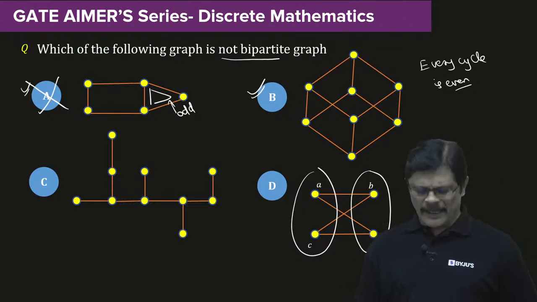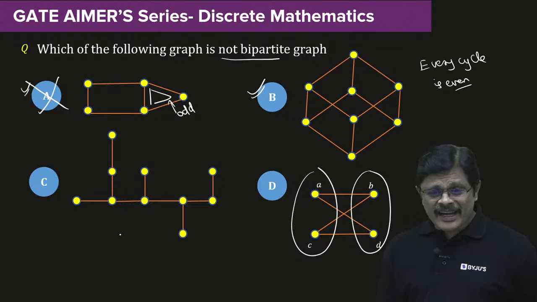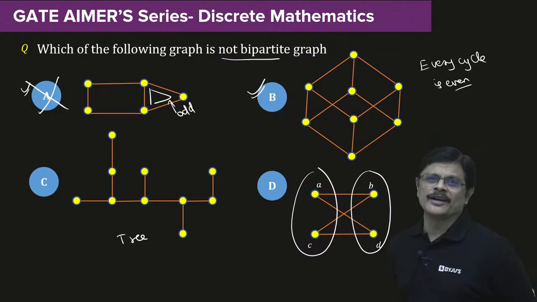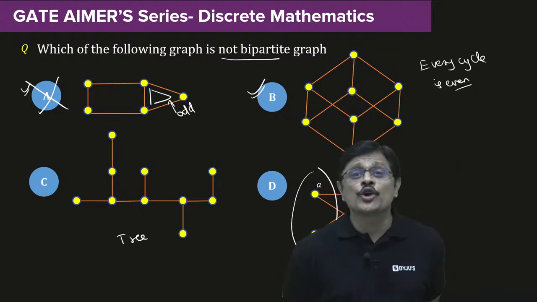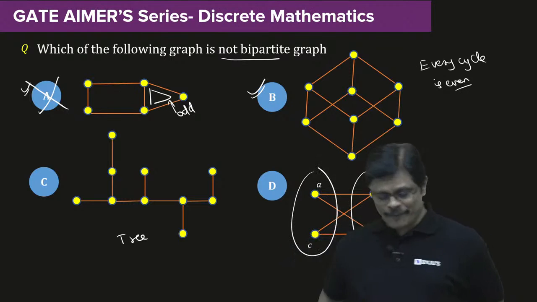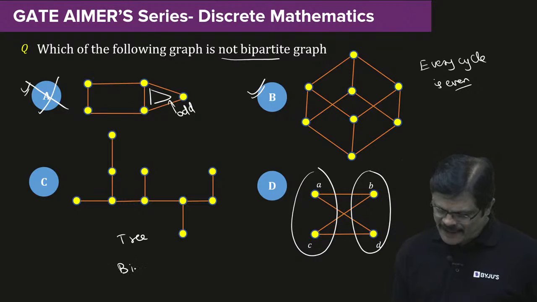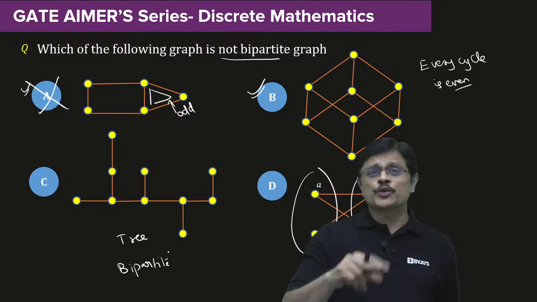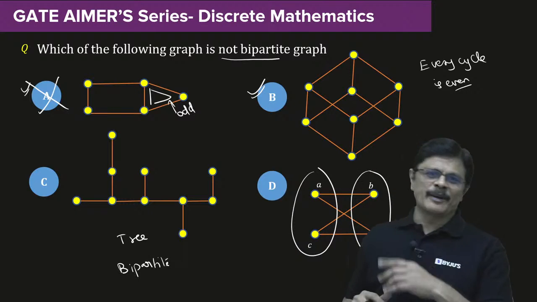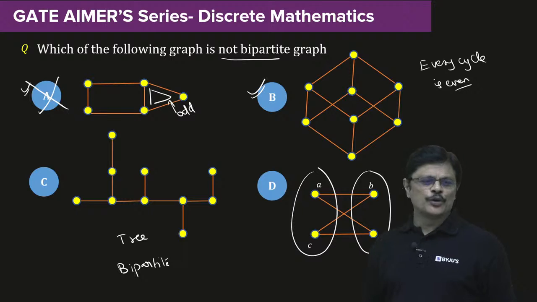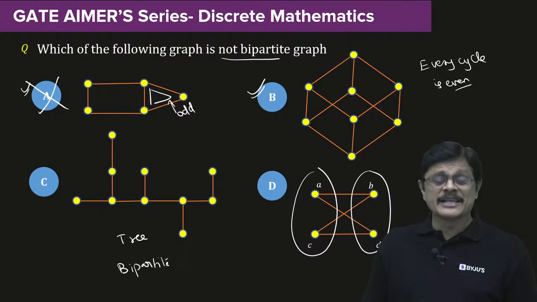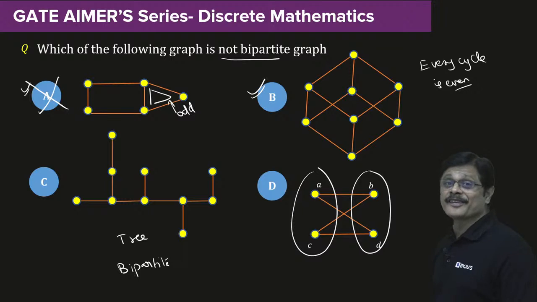Therefore, it is bipartite. Here, it is a tree. In a tree, what happens? There is no cycle at all. So we can say every cycle is a 0 cycle. 0 is even. Therefore, it is bipartite. Every tree is bipartite, my dear friends. Every tree with 2 or more vertices is bipartite. Please remember this. This is one of the interesting results.